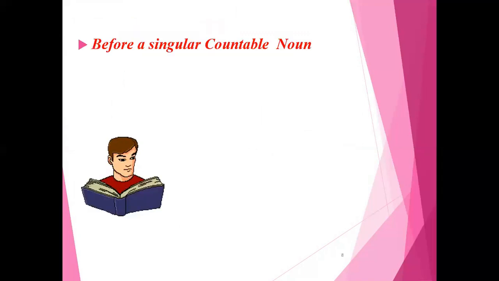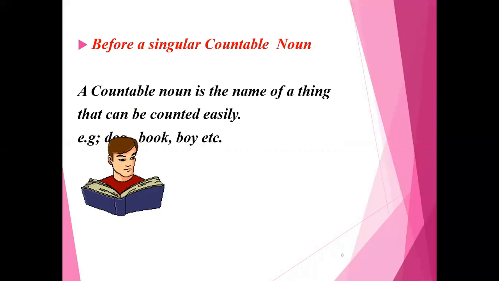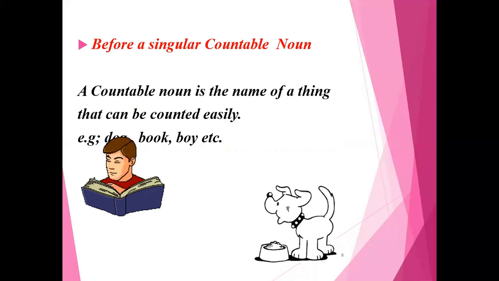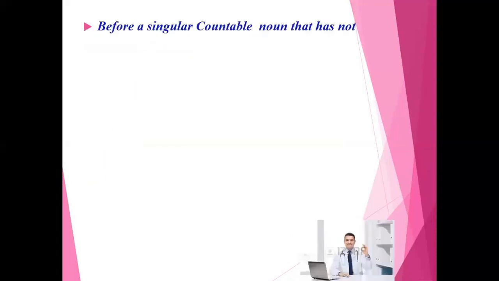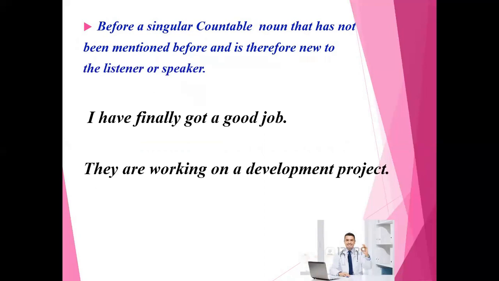Another usage: before a singular countable noun. A countable noun is the name of a thing that can be counted easily, for instance dog, book, boy, etc. We use it before a singular countable noun that has not been mentioned before and is therefore new to the listener. I have finally got a good job. They are working on a development project.